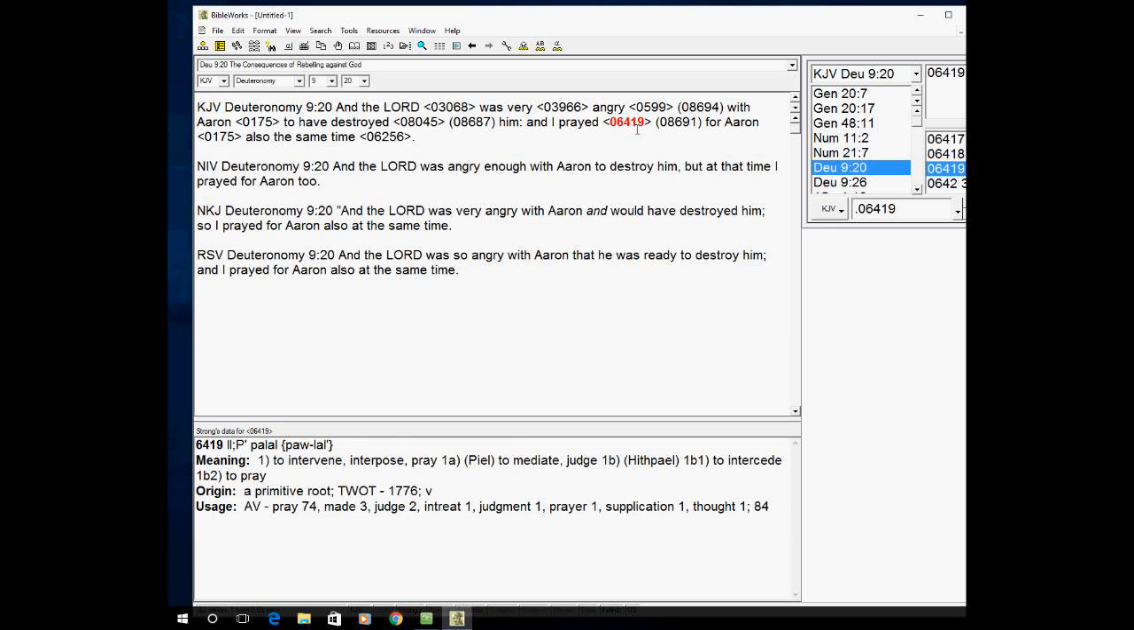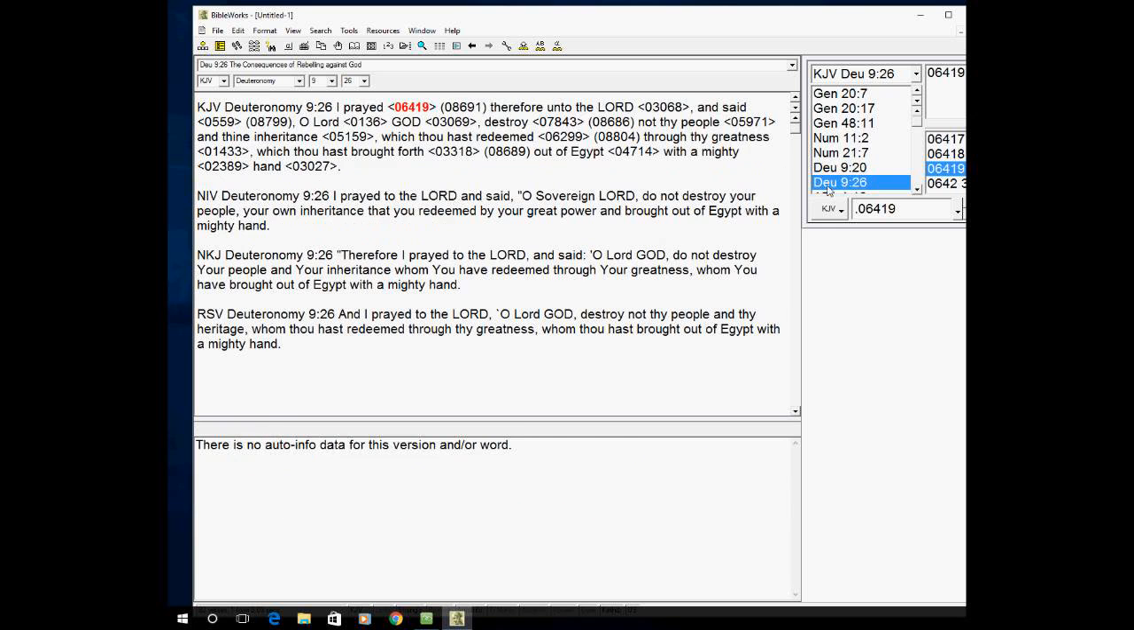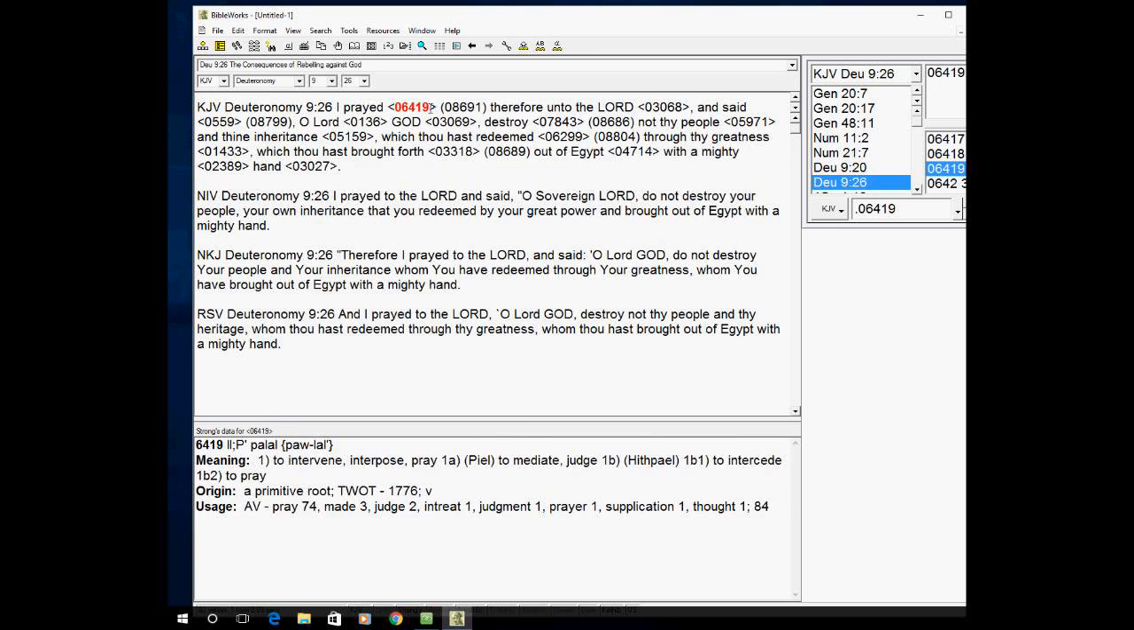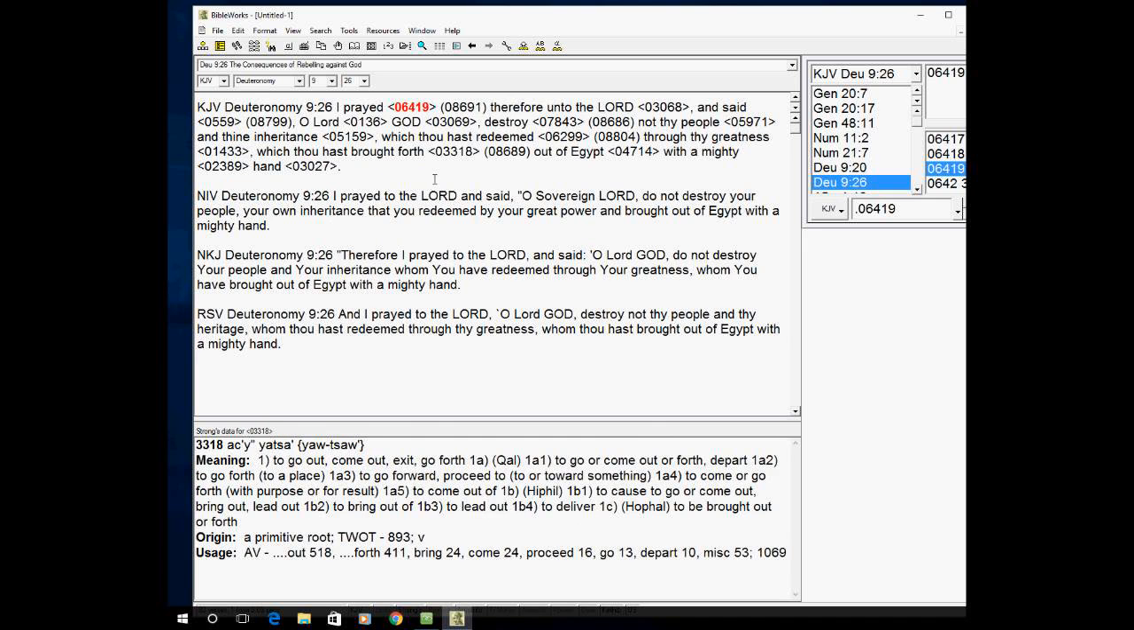So hopefully we're starting to get a little clarity here about prayer in the Bible. Here again, Moses prayed to the Lord and said, O sovereign Lord, do not destroy your people, your own inheritance, that you redeemed by your great power and brought out of Egypt with a mighty hand. So finally, we see a powerful prayer just for a nation.